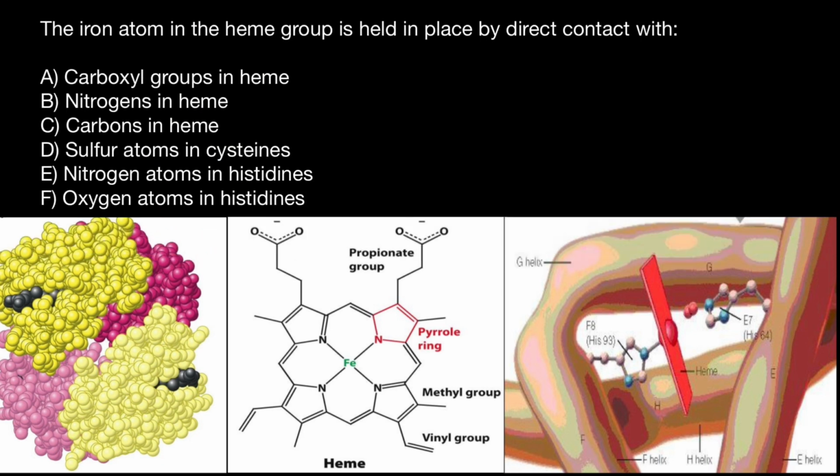Now let's return to our question. The iron atom in the heme group is held in place by direct contact with, and now you know that this is going to be nitrogens in the heme group, so these nitrogens here, and it's going to be a nitrogen in histidine. So this is going to be variant E.